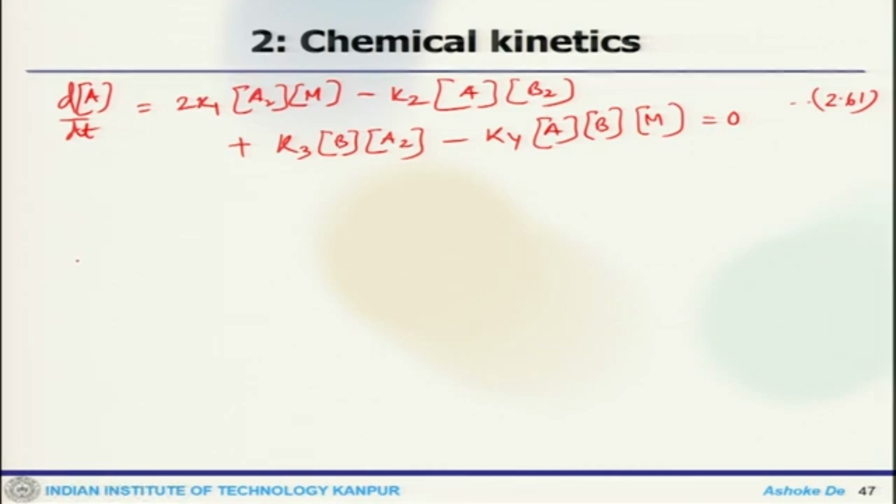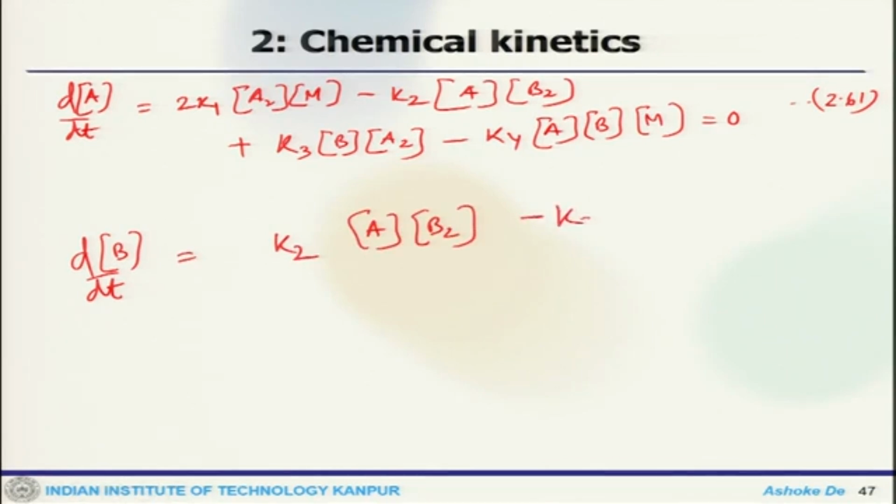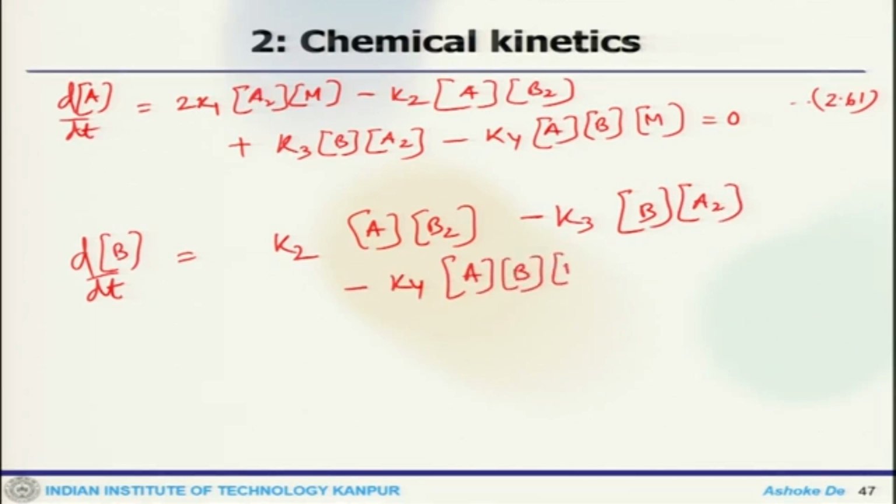Similarly, for dB/dt equals k2 A B2 minus k3 B A2 minus k4 A B M, which is 0.